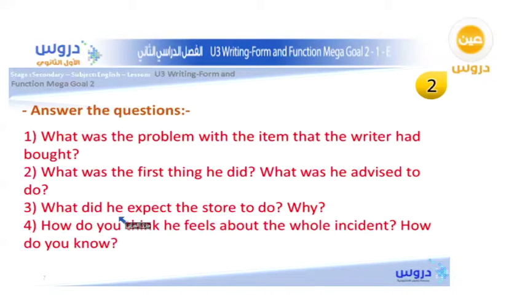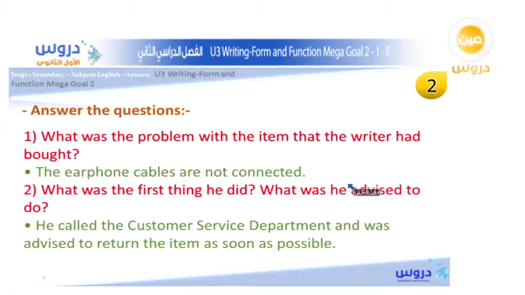And number 4, how do you think he feels about the whole incident? He of course is displeased, and how do we know this? Because at the end of the letter he said a displeased customer. So again, let's check the answers.